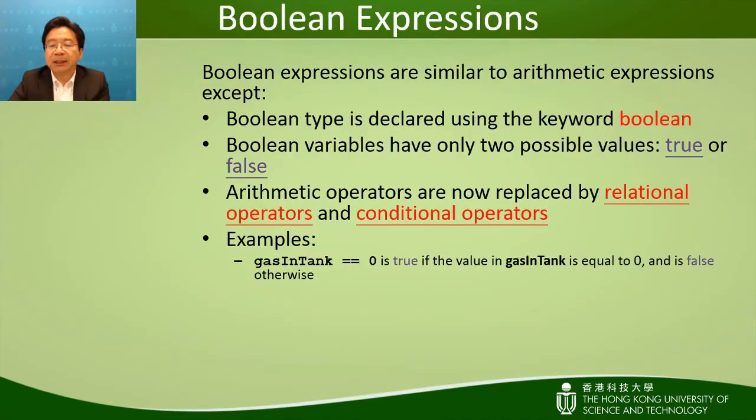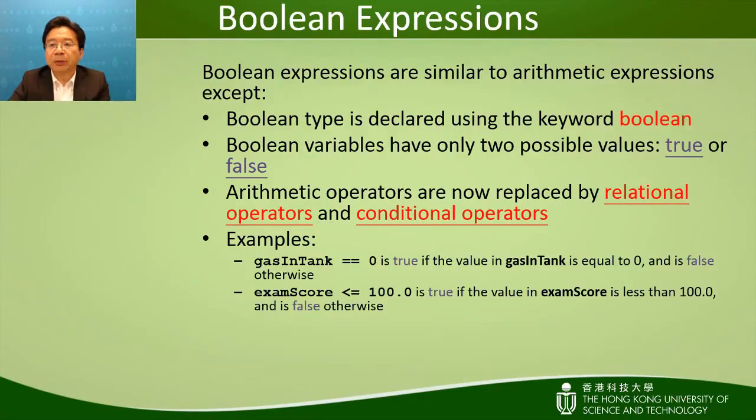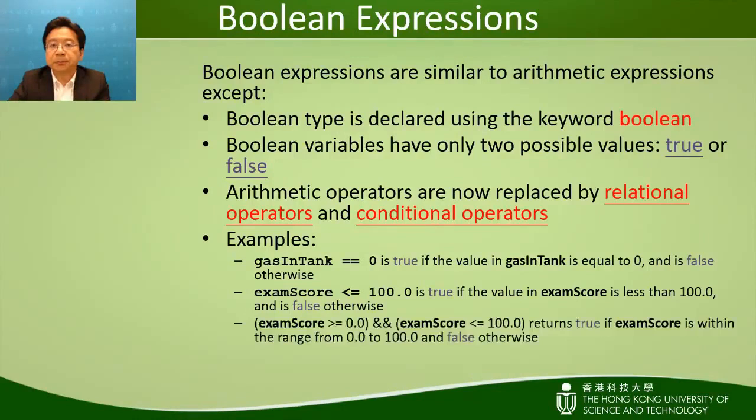and is false otherwise. In the course grade example, it would be helpful to check if the input scores are within range. The expression examScore <= 100 is true if the value in examScore is less than or equal to 100 and is false otherwise. If we want to check both the upper range as well as the lower range, the expression which connects two relational expressions using a conditional operator represented by the && symbol would return true if examScore is within the range from 0 to 100 and false otherwise.